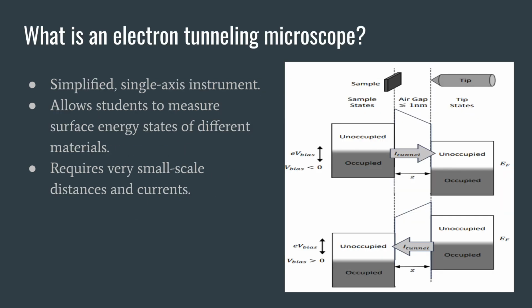What is an electron-tunneling microscope? It is a simplified, single-axis instrument. The device allows the students to measure surface energy states of different materials. It requires extremely small-scale distances and currents in order to function properly.